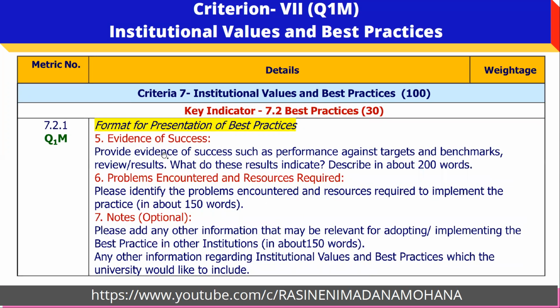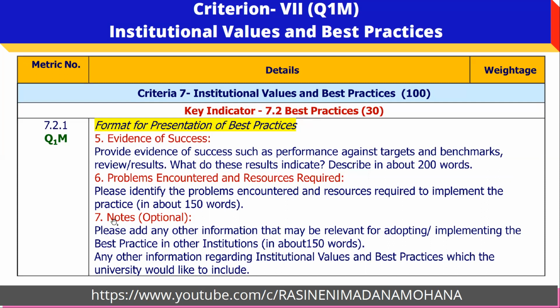Then the fifth heading is evidence of success. Provide evidence of success such as performance against targets and benchmarks, reviews or results. What do these results indicate? This you can describe in 200 words. Then the sixth heading, problems encountered and resources required. So here you can identify the problems encountered and resources required to implement the practice. This you can mention within 500 words.